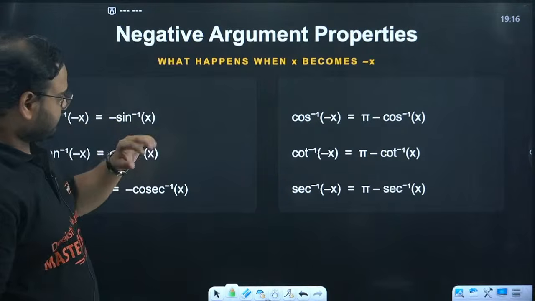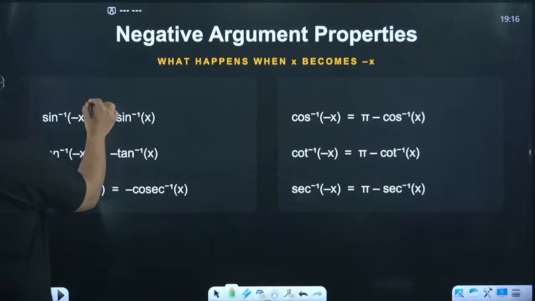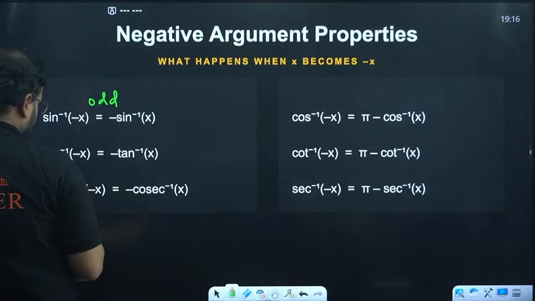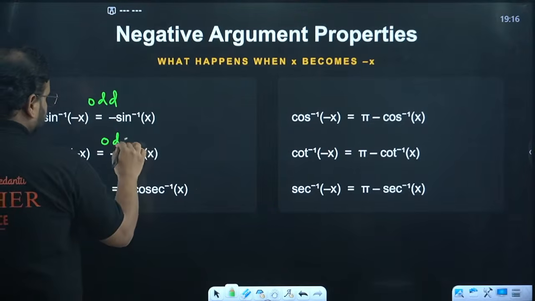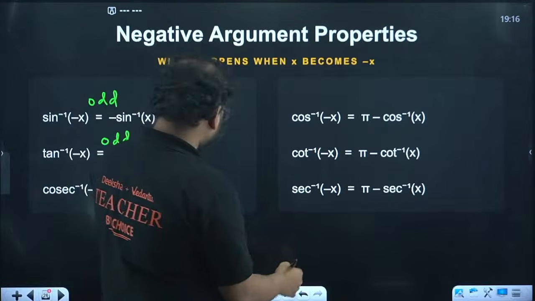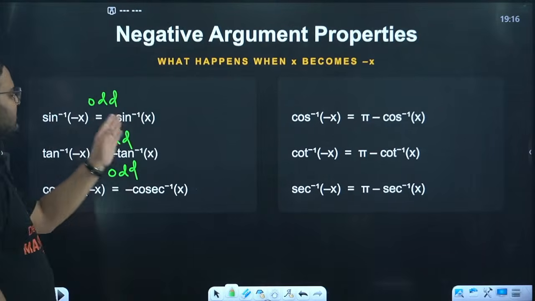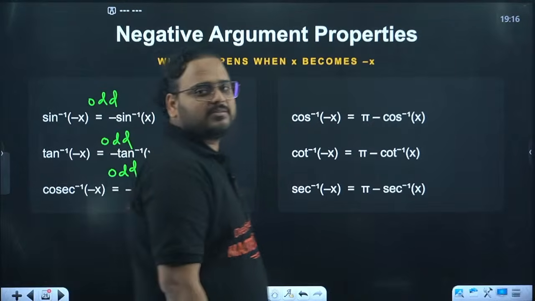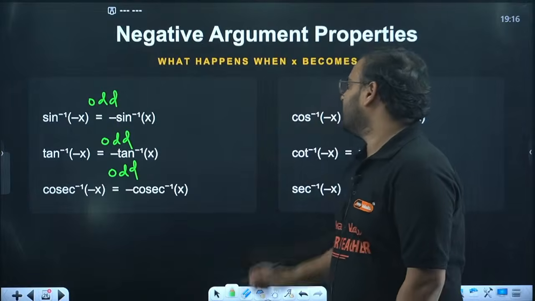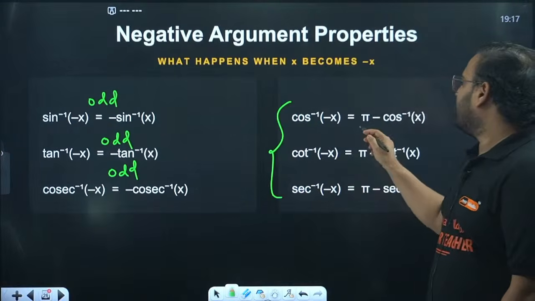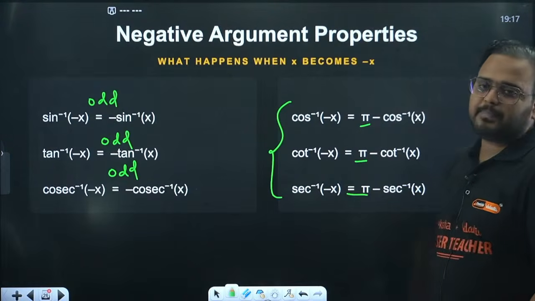Now, this was already explained to you. This is because it is an odd function. This is odd, this is also odd, and this is also odd. For the case of an odd function, it is always simply minus sin inverse of x, minus tan inverse of x, minus cosec inverse of x. But over here, you will have another pi added.